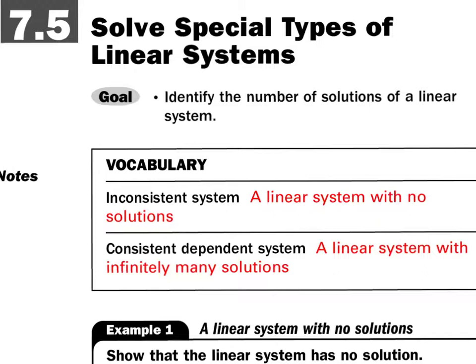Today we're going to be looking at inconsistent systems. That is a system with no solution, meaning the lines never cross or are parallel, and consistent dependent systems, linear systems with infinitely many solutions because the two lines are the exact same.